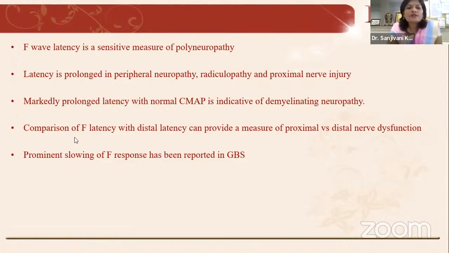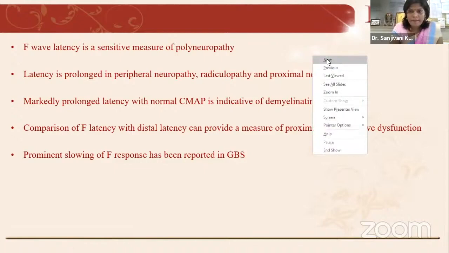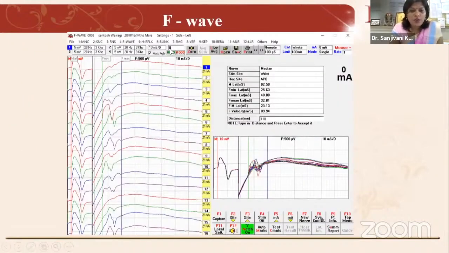Then comparison of F latency with distal latency can provide a measure of proximal versus distal nerve dysfunction, meaning we come to know where the nerve dysfunction lies, between the proximal and distal nerve. Prominently, the F wave is reported in Guillain-Barré syndrome, as it is the most evident finding regarding the F wave. This is a monitor on which we are able to see the F wave.